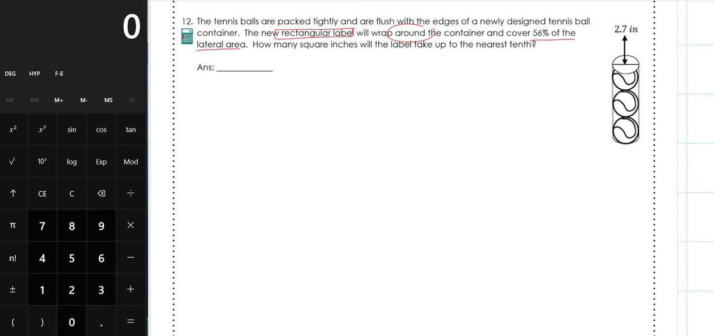The lateral area is the curved portion of a cylinder. So you don't include the circle at the top and the circle at the bottom, which are your bases. Question is, how many square inches will this label take up to the nearest tenth? So we're looking for how many square inches. Inches squared is an area concept, but they've already told you it's lateral area, so you know it's area. Now the question is, what's the lateral area formula for a cylinder, which is what this container is?